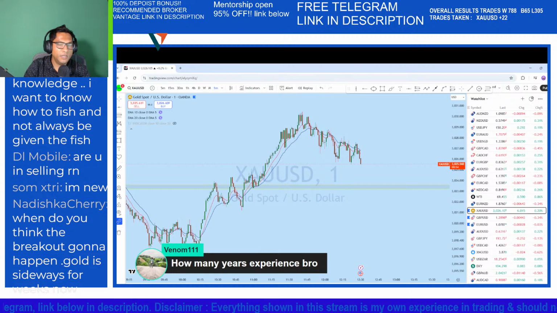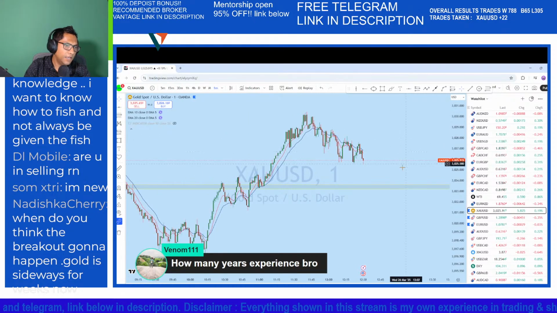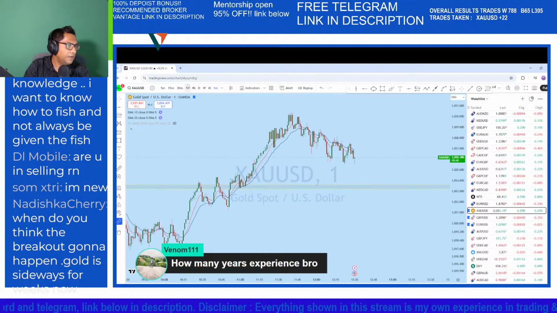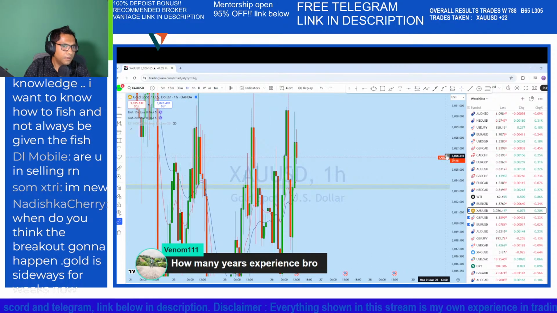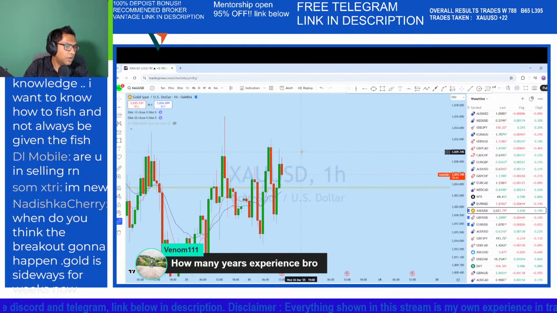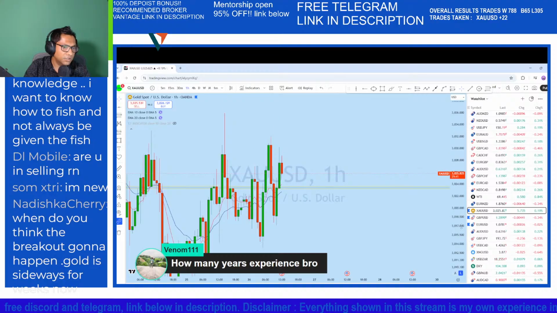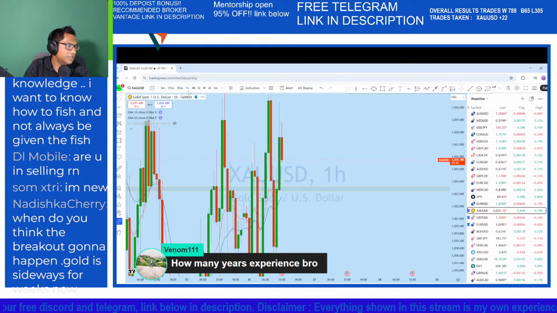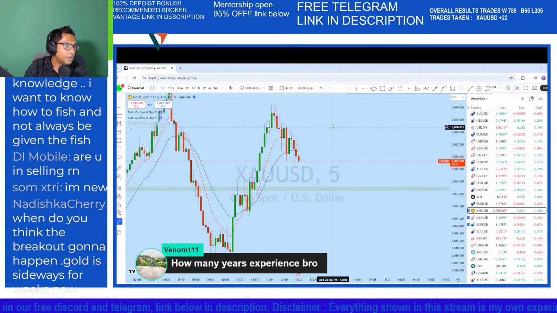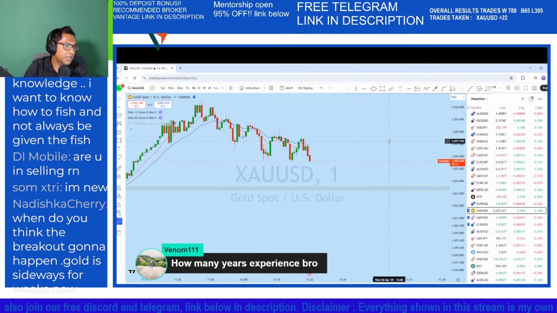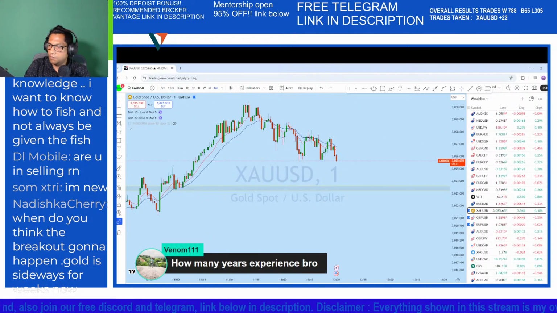Yeah, the probability for a drop is increasing. This is the 1 hour price action almost coming to the support. If it drops here, that's where we will be entering into the trade. I think the probability to come back here is higher now.